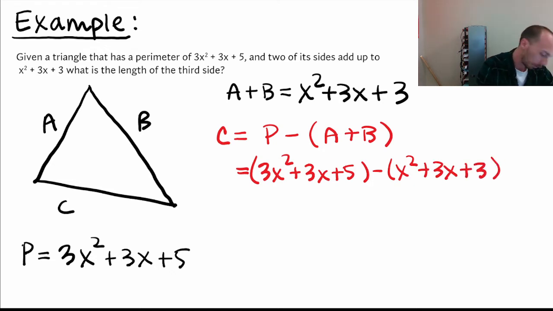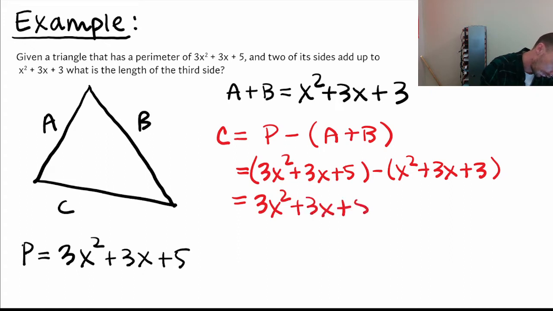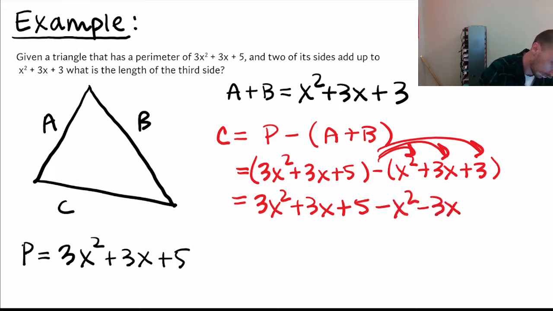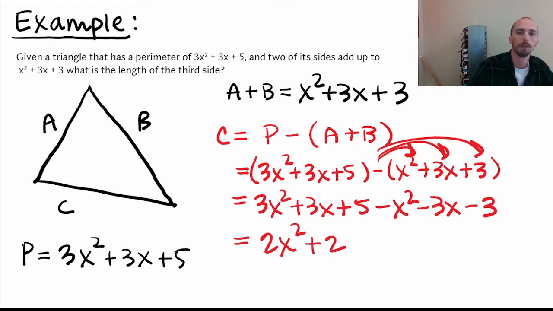So just like before, when we were subtracting polynomials, I'm going to say, all right, that's 3x squared plus 3x plus 5, and then I'm going to distribute this negative over to everything. So minus an x squared, minus a 3x, and minus 3. Okay, so then I'll combine like terms. 3x squared minus x squared is 2x squared. 3x minus 3x is 0, and 5 minus 3 is positive 2.